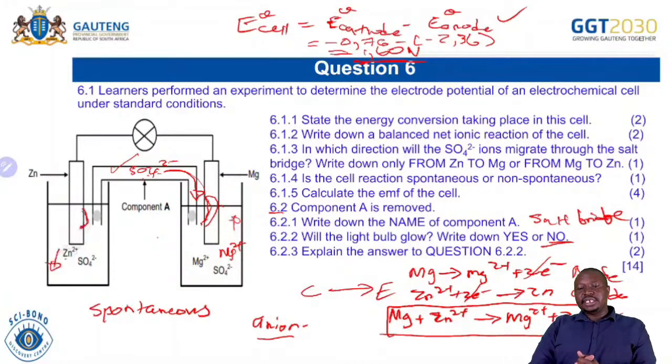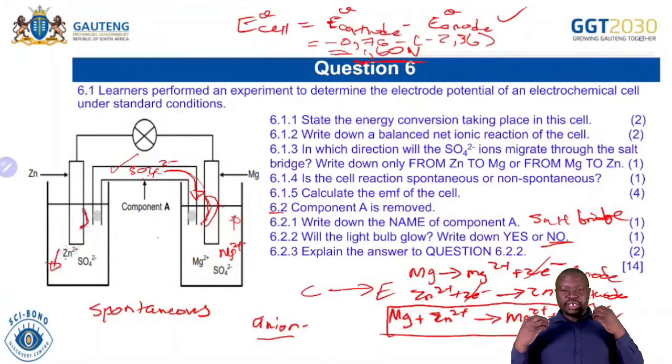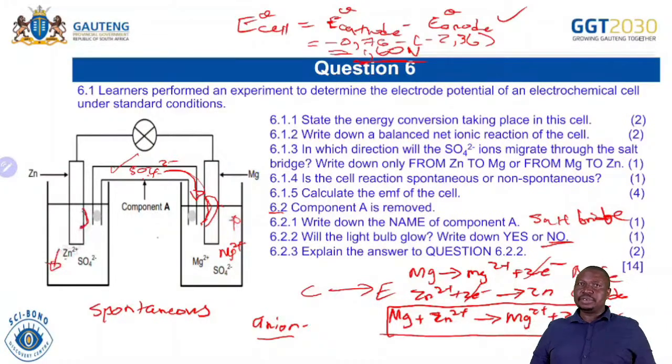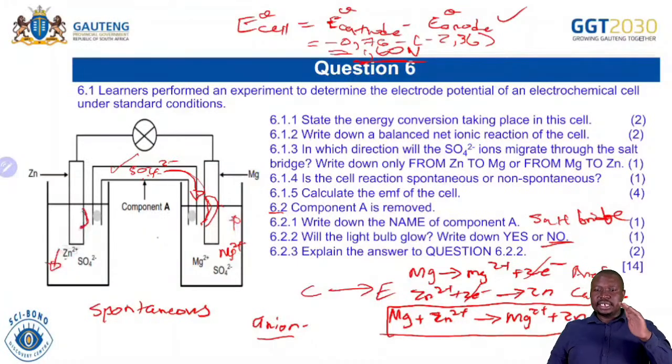On this one, you go to the table of standard reduction potentials and you look for the two substances that were given. In this case, we were given magnesium and zinc. Magnesium came first in terms of the table, so magnesium lost electrons, and then zinc, which came after, gained the electrons. You only write one arrow, you don't write two arrows.